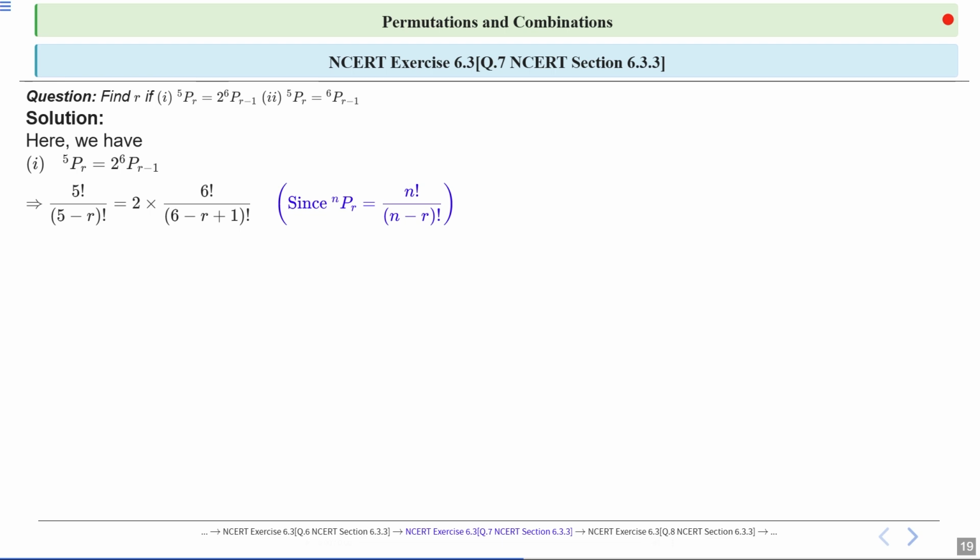It implies 5 factorial upon 5 minus r factorial is equal to 2 times 6 factorial upon 6 minus r plus 1 factorial, since nPr equals n factorial upon n minus r factorial.